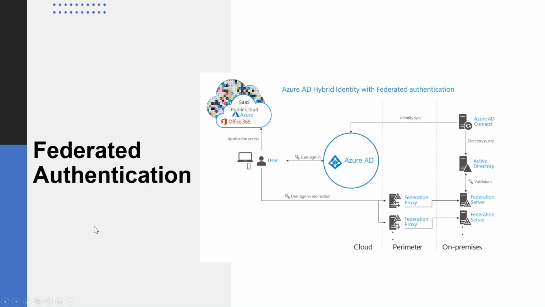The third authentication method is known as federated authentication. Azure Active Directory hands off this authentication process to a separate trusted authentication system, such as on-premises Active Directory Federation Services. This is known as ADFS. ADFS is used to validate the user's password in this scenario.